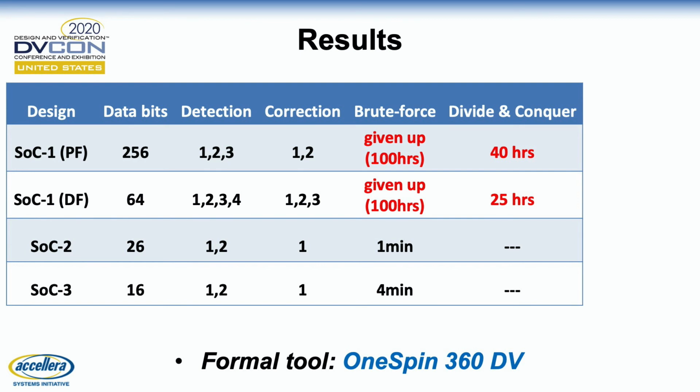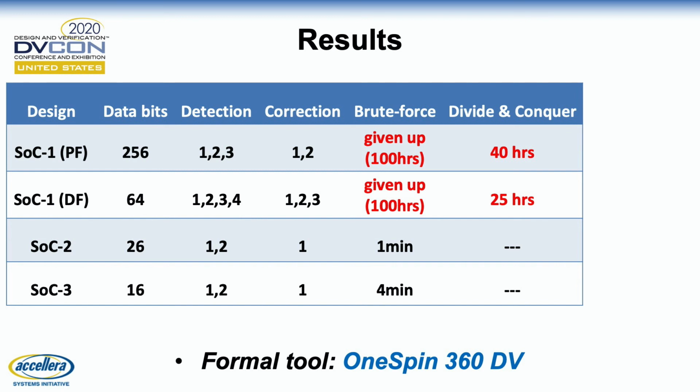And in case of the second approach, which is divide and conquer, we had lots of properties. Although we had a coverage hole there, we were able to manage the complete proof. That means the conclusive pass on the properties. So overall, on the program flash ECC, it took 40 hours to prove all the properties. And in case of data flash, it took around 25 hours.